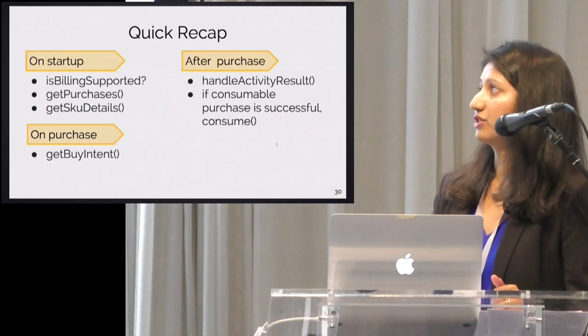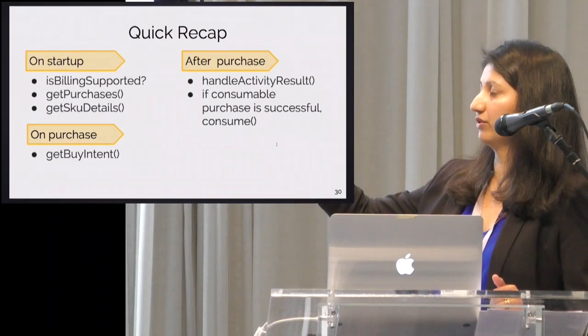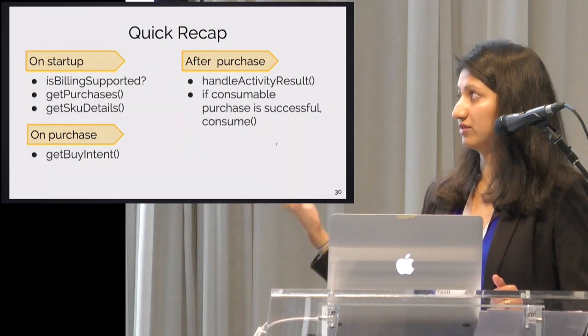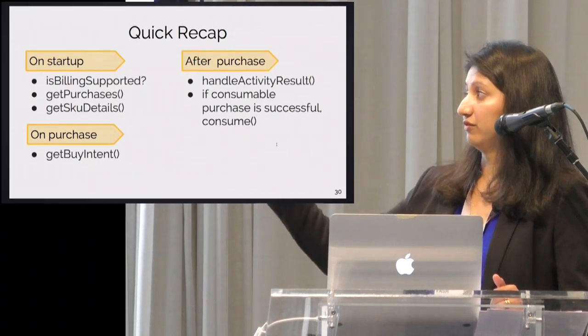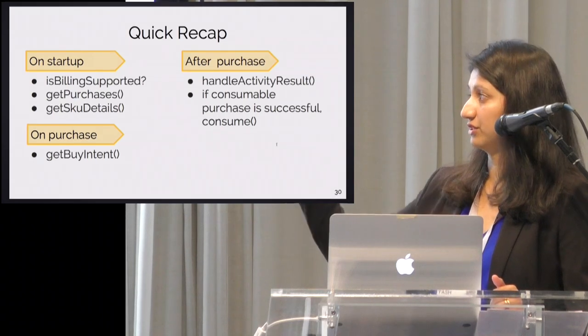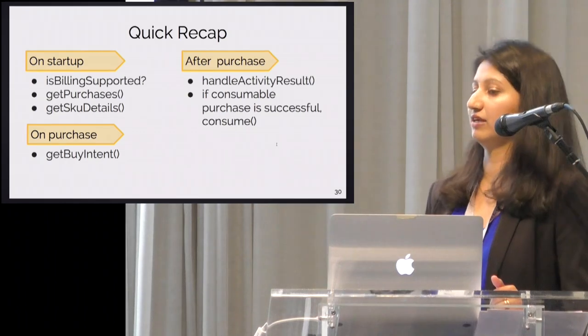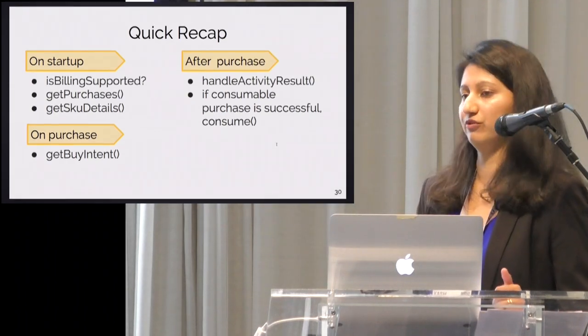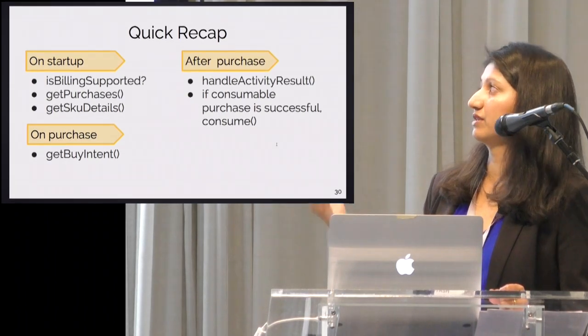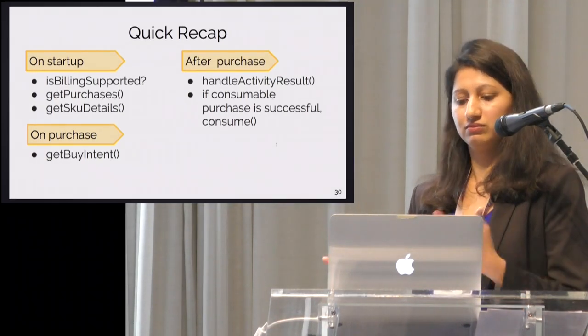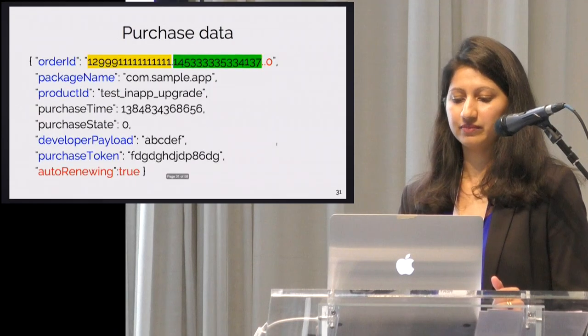So quick recap, just make sure on startup you check if billing is supported, get a list of all of the users' products, and get more information about the products. For purchase, just make sure you launch the purchase flow using get buy intent. And to complete the transaction, use onActivityResult, and that's where you would get all of your purchase information. And if it's a consumable purchase, make sure you're using the consume call so the user can purchase it over and over again.